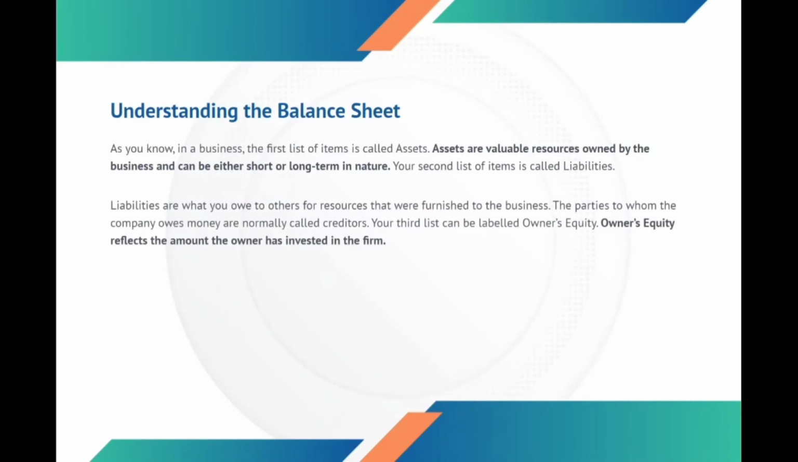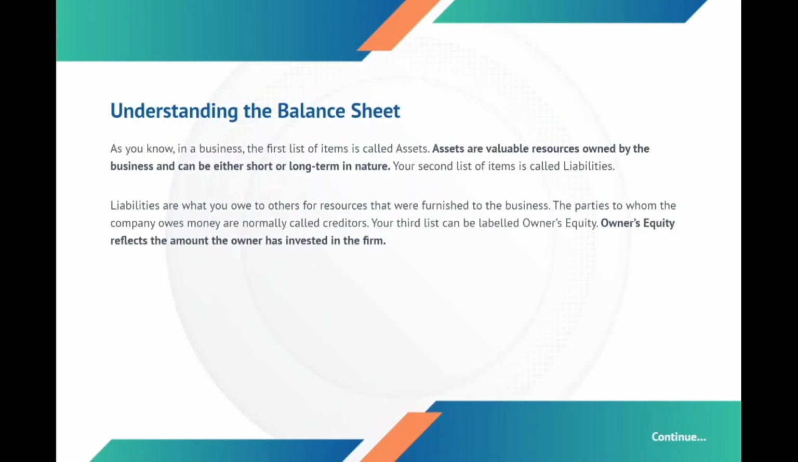Understanding the balance sheet. As you know, in a business, the first list of items is called assets. Assets are valuable resources owned by the business and can be either short or long-term in nature. Your second list of items is called liabilities. Liabilities are what you owe to others for resources that were furnished to the business. The parties to whom the company owes money are normally called creditors.